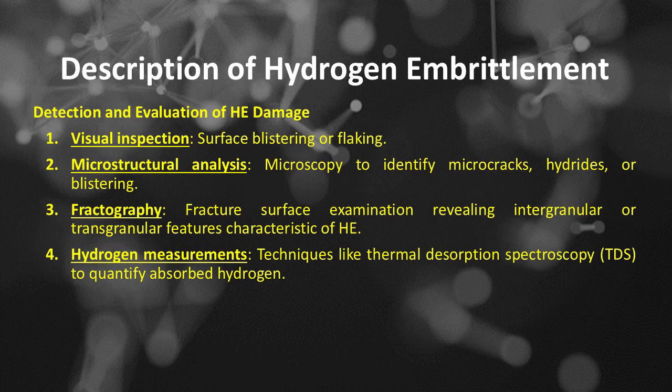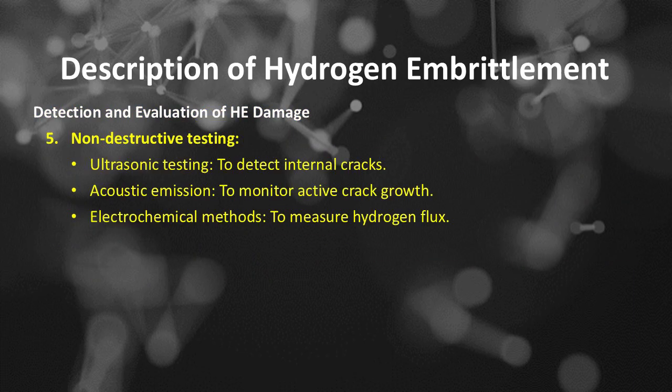Number 4 is using the hydrogen measurements method, with techniques like thermal desorption spectroscopy, TDS, to quantify absorbed hydrogen. Number 5 is using the non-destructive testing method, which includes ultrasonic testing to detect internal cracks, acoustic emission to monitor active crack growth, and electrochemical methods to measure hydrogen flux.